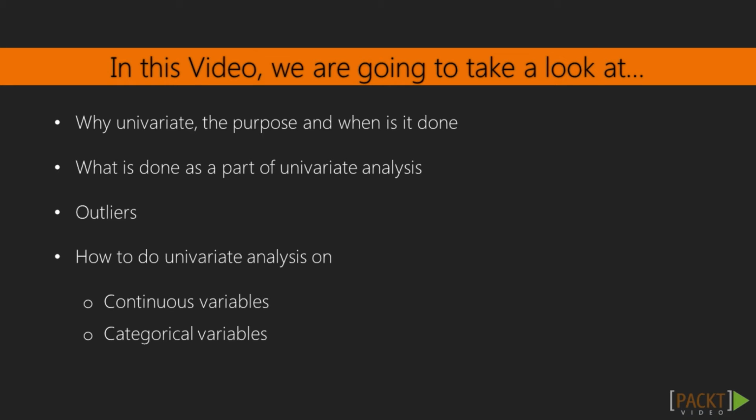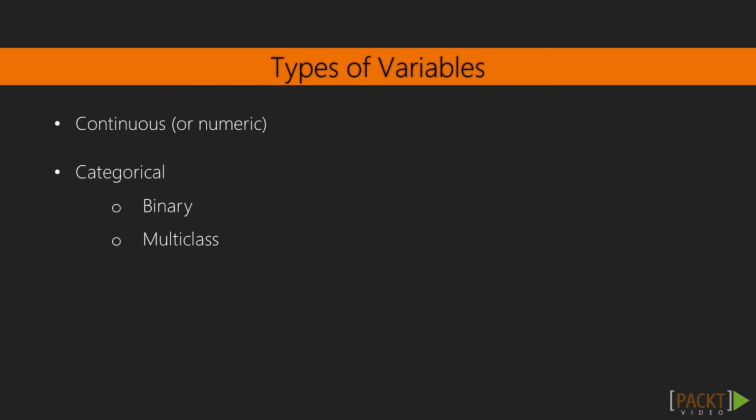Well, as the name suggests, the term uni means one, and the term variate refers to a variable. So, we're going to be studying one variable at a time, without comparing it to any other variable. So, variables in general can be continuous or categorical. Categorical can in turn be binary or multi-class variables. The aim of univariate analysis is to mathematically understand everything there is about a given variable.